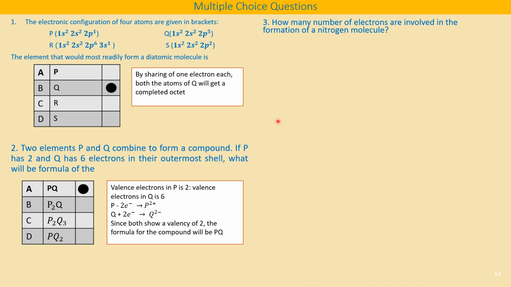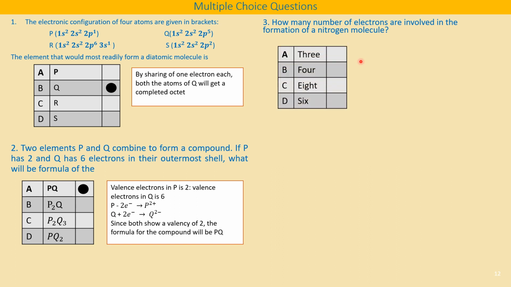Next question. How many electrons are involved in the formation of a nitrogen molecule? Please read the question once again and see the options. Option A 3, option B 4, option C 8 and option D 6. So we have to select the number of electrons which are involved in the formation of a nitrogen molecule.